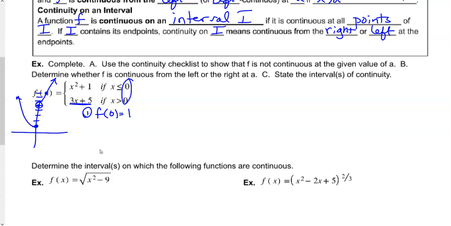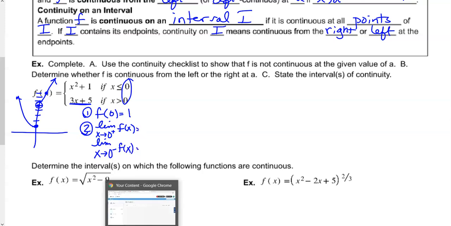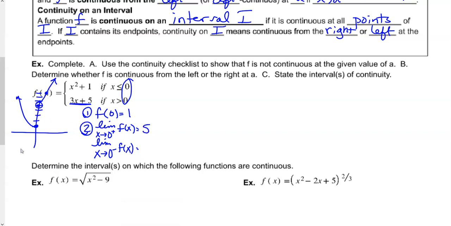If I then look at number 2 on my checklist, what is the limit as x approaches 0 from the right of f of x? And what is the limit as x approaches 0 from the left of f of x? If these are the same, then that limit exists. So coming in from the right, I'm honing in around y equaling 5, excuse me. And if I'm coming from the left, I'm coming down here to y equaling 1. Therefore, the limit as x approaches 0 of f of x does not exist.